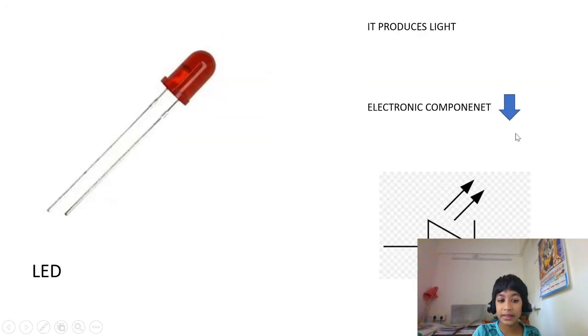So the next one is an LED. It produces light. The electronic symbol is this one. LED is there in various colors.